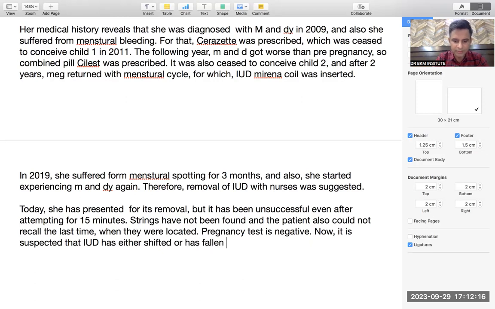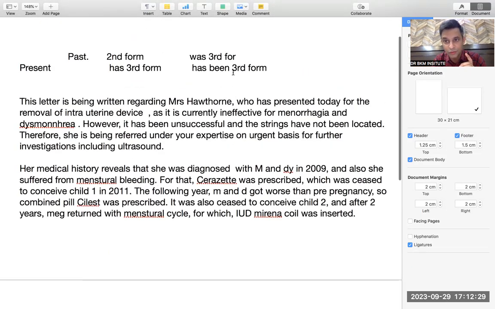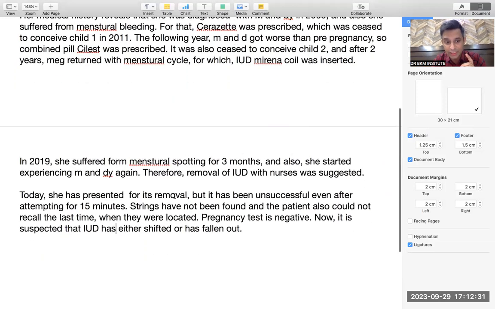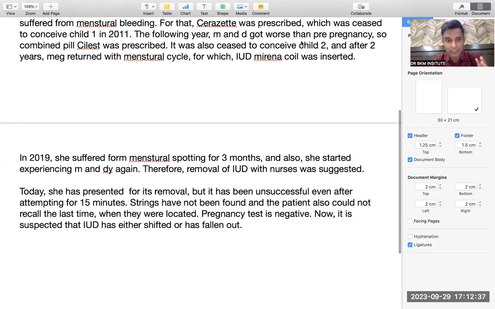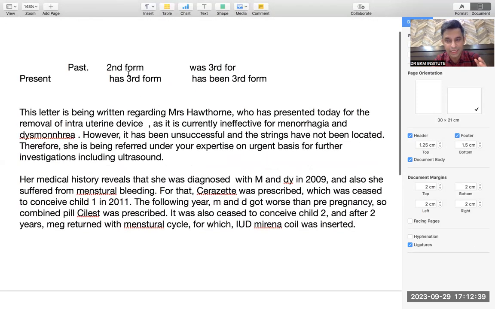Now sometimes you guys have problem in grammar. Sir, why shouldn't we put been? Then I ask you a simple question: is it done by you? You are making a passive voice, has been, third form. Has been third form is a passive voice. So is it shifted by you? No, it has happened itself. So it's an active voice. So that is why in active voice you say has plus third form.